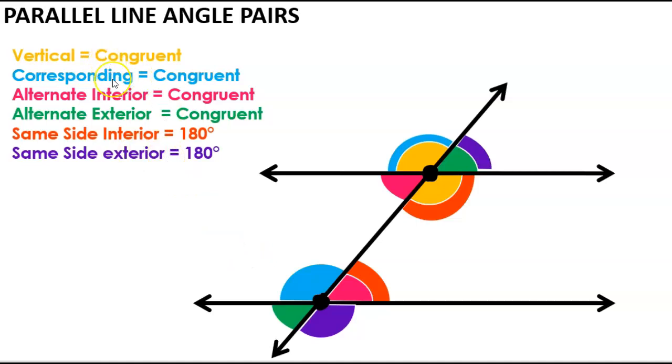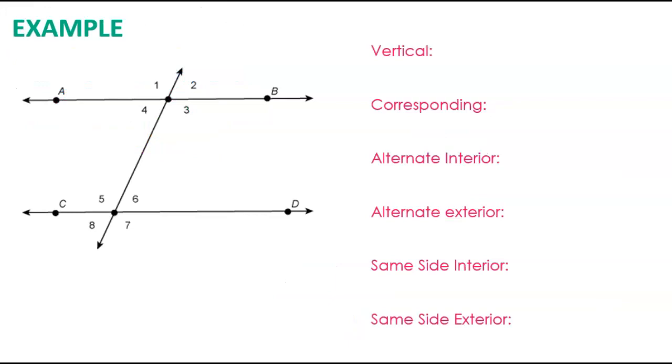Notice that vertical, corresponding, alternate interior, alternate exterior, all of those are congruent. The only two that are 180 or supplementary are the ones that are called same side. So same side or supplementary. Good thing you're watching this recording and you're not in person, because if you were sitting on that front row, same side, I'd be spitting all over that front row, right? Same side supplementary.